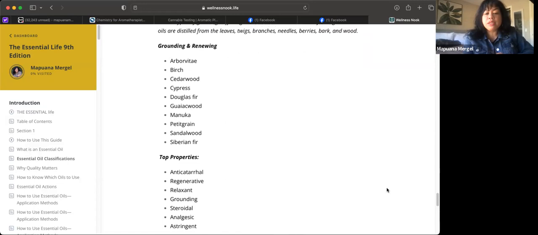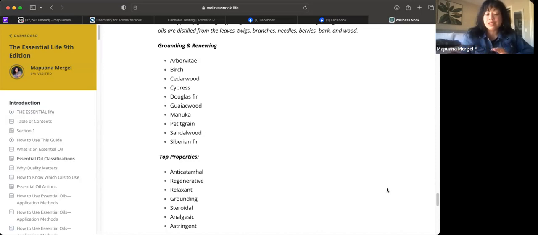And the top properties of wood oils fall under anti-cathartic, regenerative, relaxant, grounding, steroidal. That's an important word. Steroidal, analgesic, and astringent. So if you're looking at your oil collection and you're trying to use them or make a blend by properties, look at those words and say, which one do I want that offers steroidal benefits?